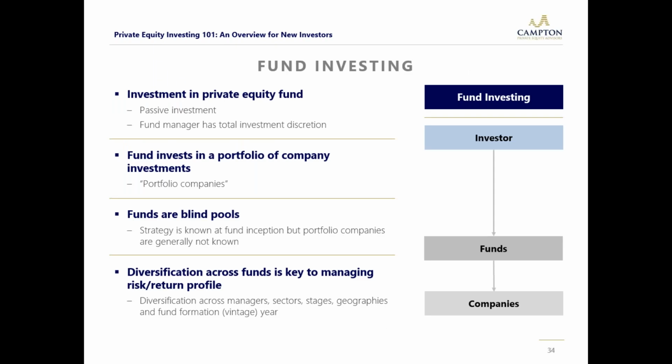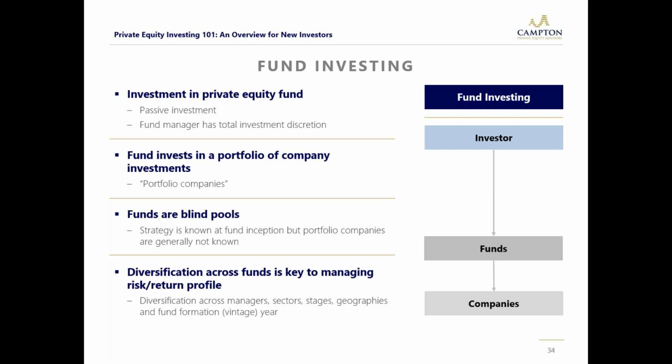All right, let's talk about fund investing. For fund investing, as the diagram shows, the investor is investing in a fund or a portfolio of funds, and those funds will invest in a portfolio of companies. A couple notes about these types of investment. When you invest in a fund, it's a passive investment. Unlike investing in a publicly traded stock, there really is no board of directors. When you think about funds, the fund manager really has total discretion over the investments and operations of the fund.